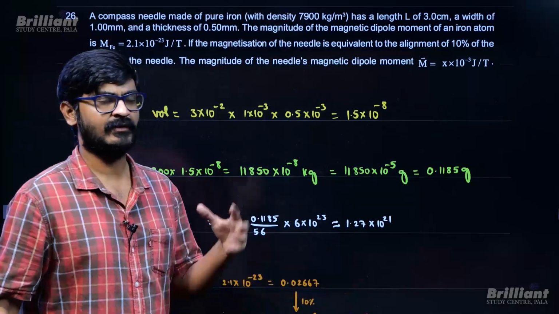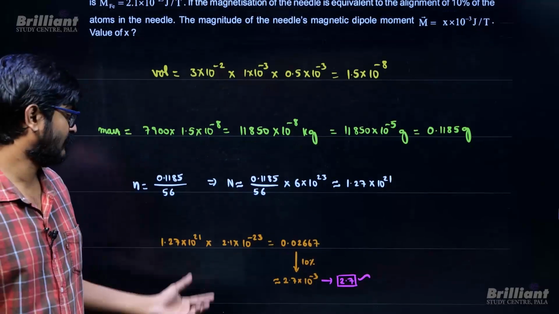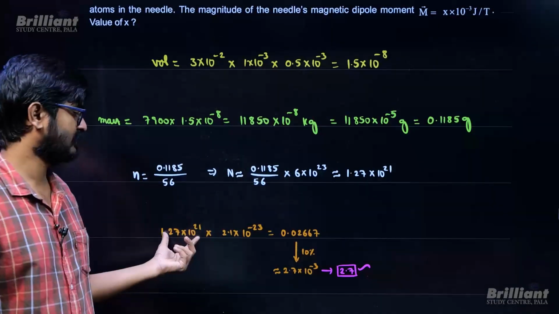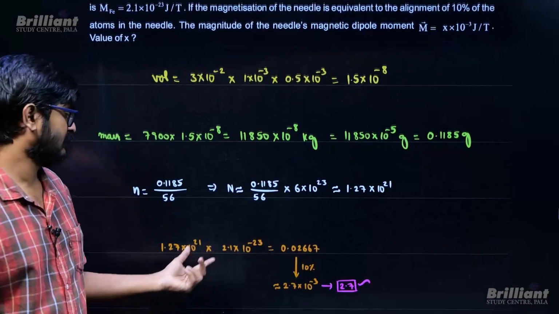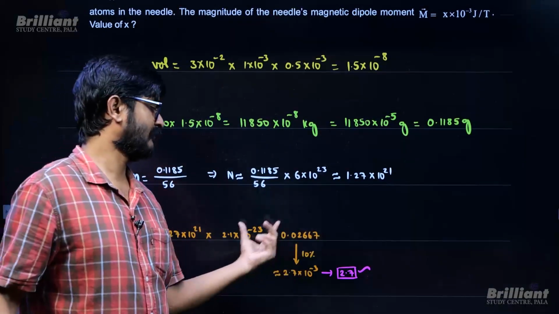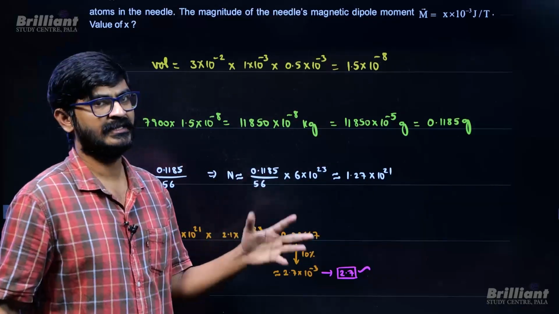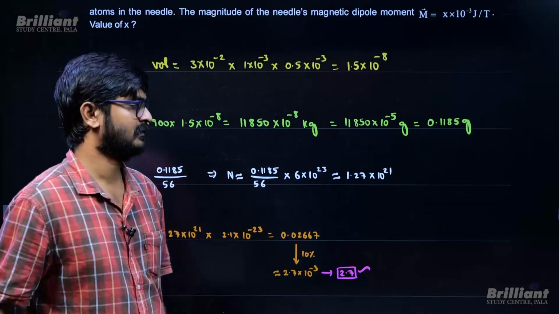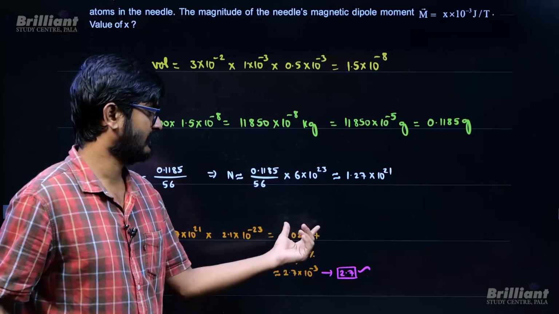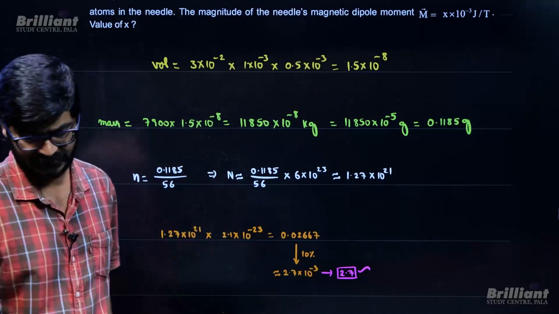So if this many atoms are perfectly aligned in a particular orientation, then we will get a dipole moment of those many atoms into the dipole moment of each. So this will be the net dipole moment if everything is aligning in that particular orientation. But they said only 10% is going to play an effective role. Only 10% is going to align, so we need only 10% of this, which will be 2.7 into 10 power minus 3 approximately, right?